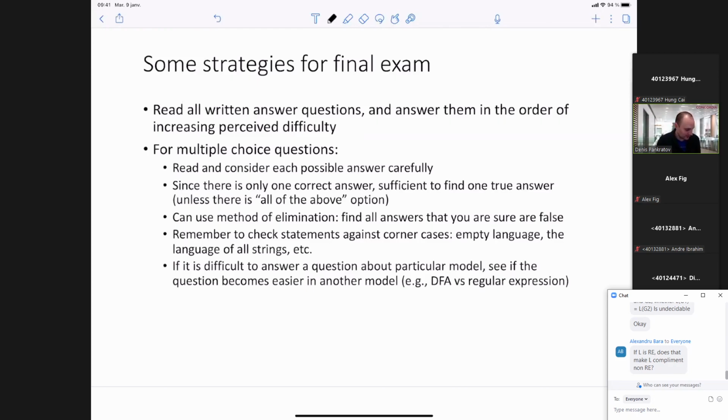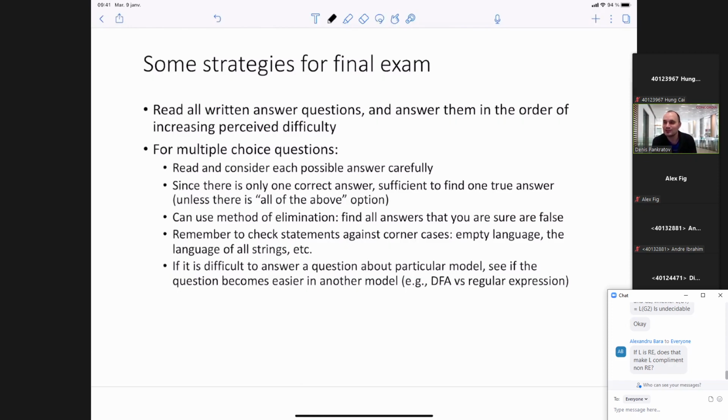So first of all, I suggest that you read all the written answer questions carefully. And you can read them first. It doesn't take too much time, so you'll probably spend, say, 3-4 minutes just reading the questions. And then you attempt them in the order in which you consider the questions to be the easiest. So you start with the easiest question, you write an answer for it. You go to the next easiest question, you write an answer for it, and so on.